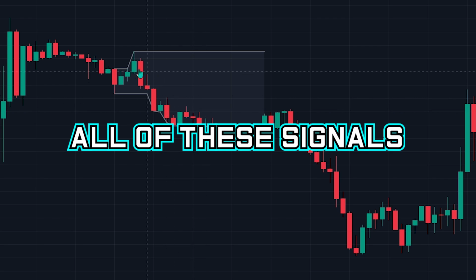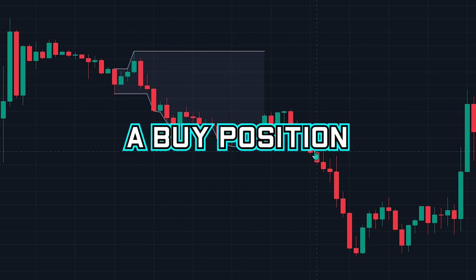Now that you know exactly what we will be looking for to enter into a position, let's combine all of these signals and take a look at when to enter into a buy position.